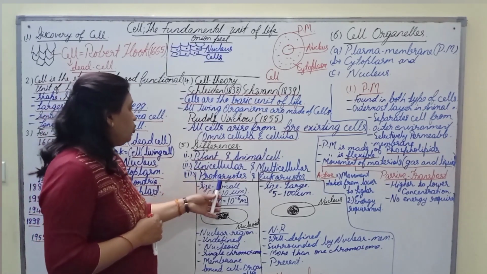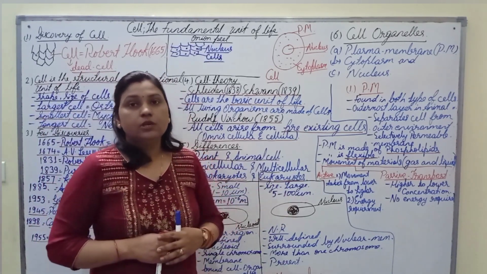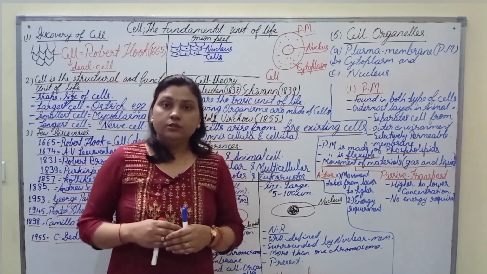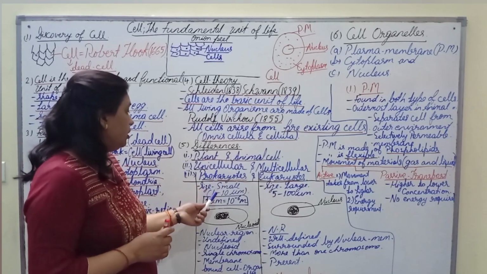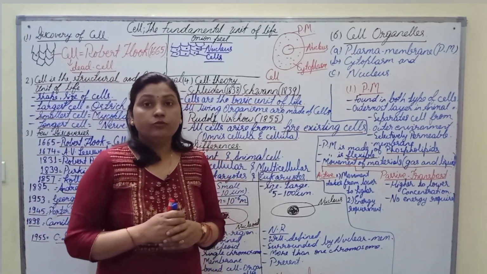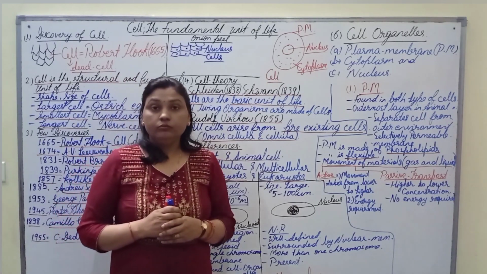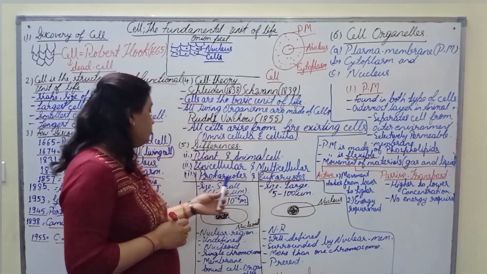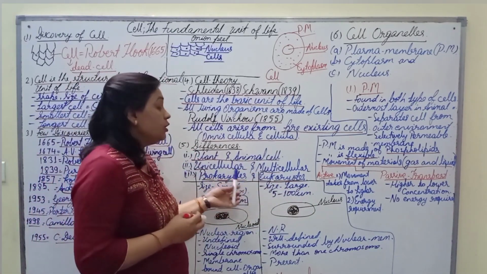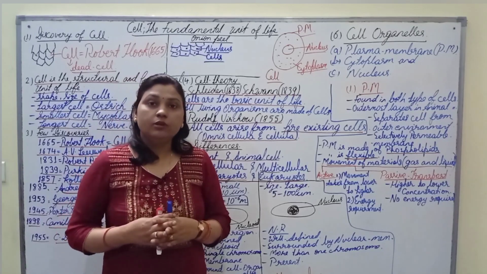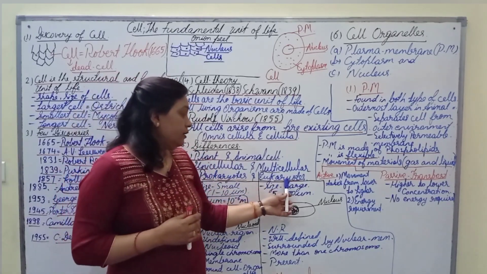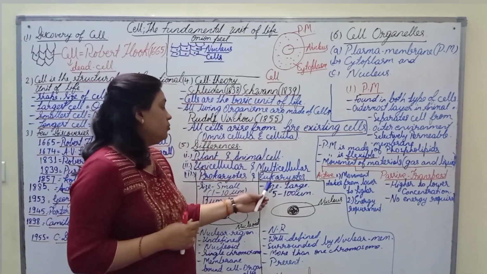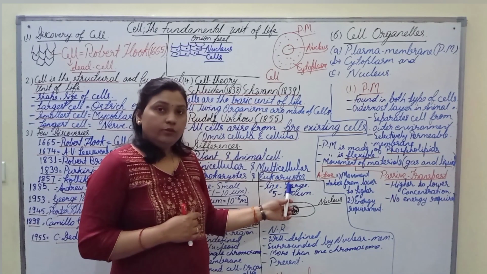Now moving on, we have prokaryotic and eukaryotic organisms. Organisms are divided on the basis of the presence of a nucleus into prokaryotic organisms and eukaryotic organisms. Pro means primitive, karyos means nucleus. So whenever the nucleus is primitive or undeveloped, it is called a prokaryotic organism. Eu means advanced and karyos means nucleus. When the nucleus is of an advanced or developed type, it is called a eukaryotic organism.